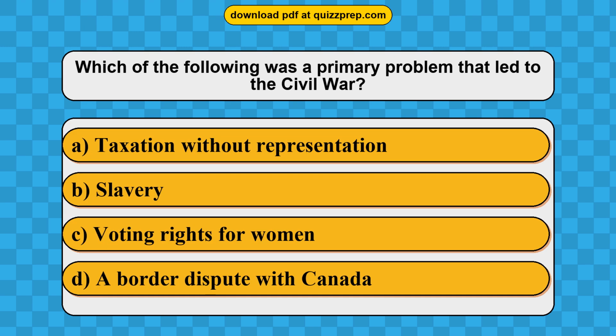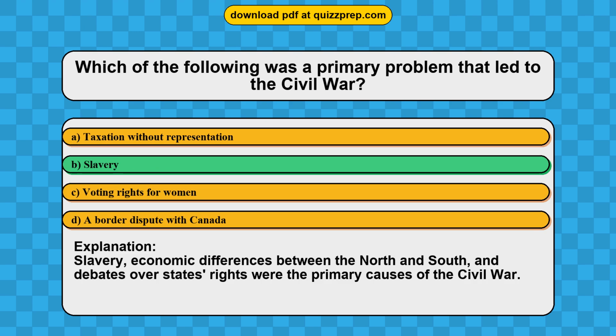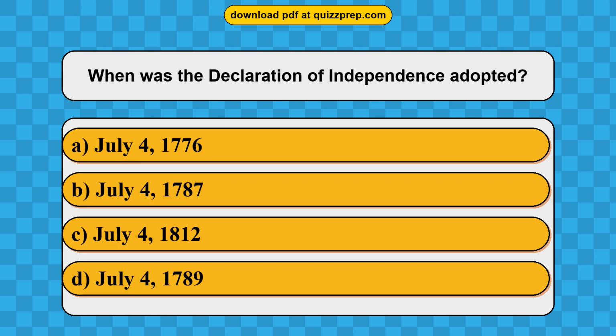Question 11. Which of the following was a primary problem that led to the Civil War? Option A. Taxation without representation. Option B. Slavery. Option C. Voting rights for women. Option D. A border dispute with Canada. The correct answer is option B. Slavery. Slavery, economic differences between the North and South, and debates over states' rights were the primary causes of the Civil War.